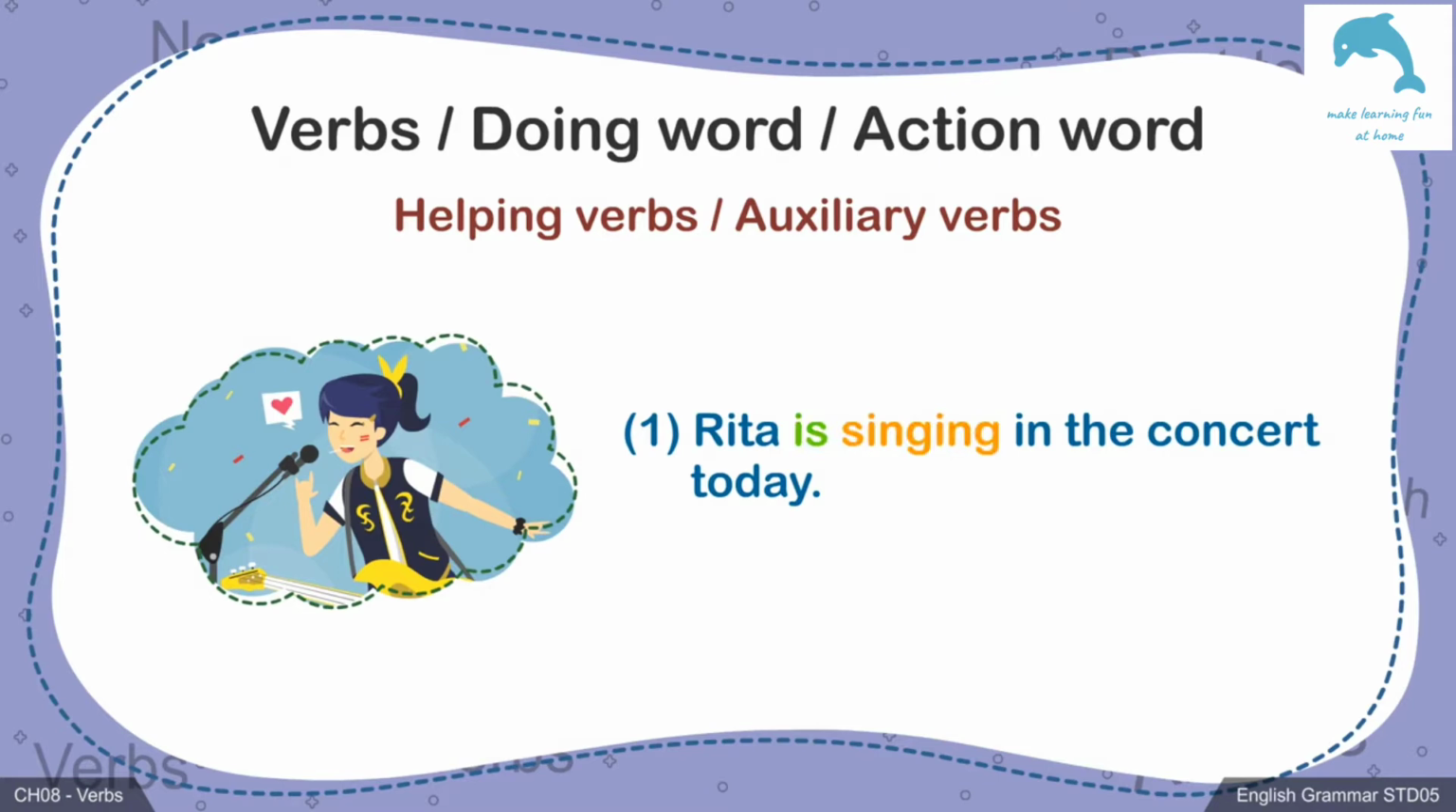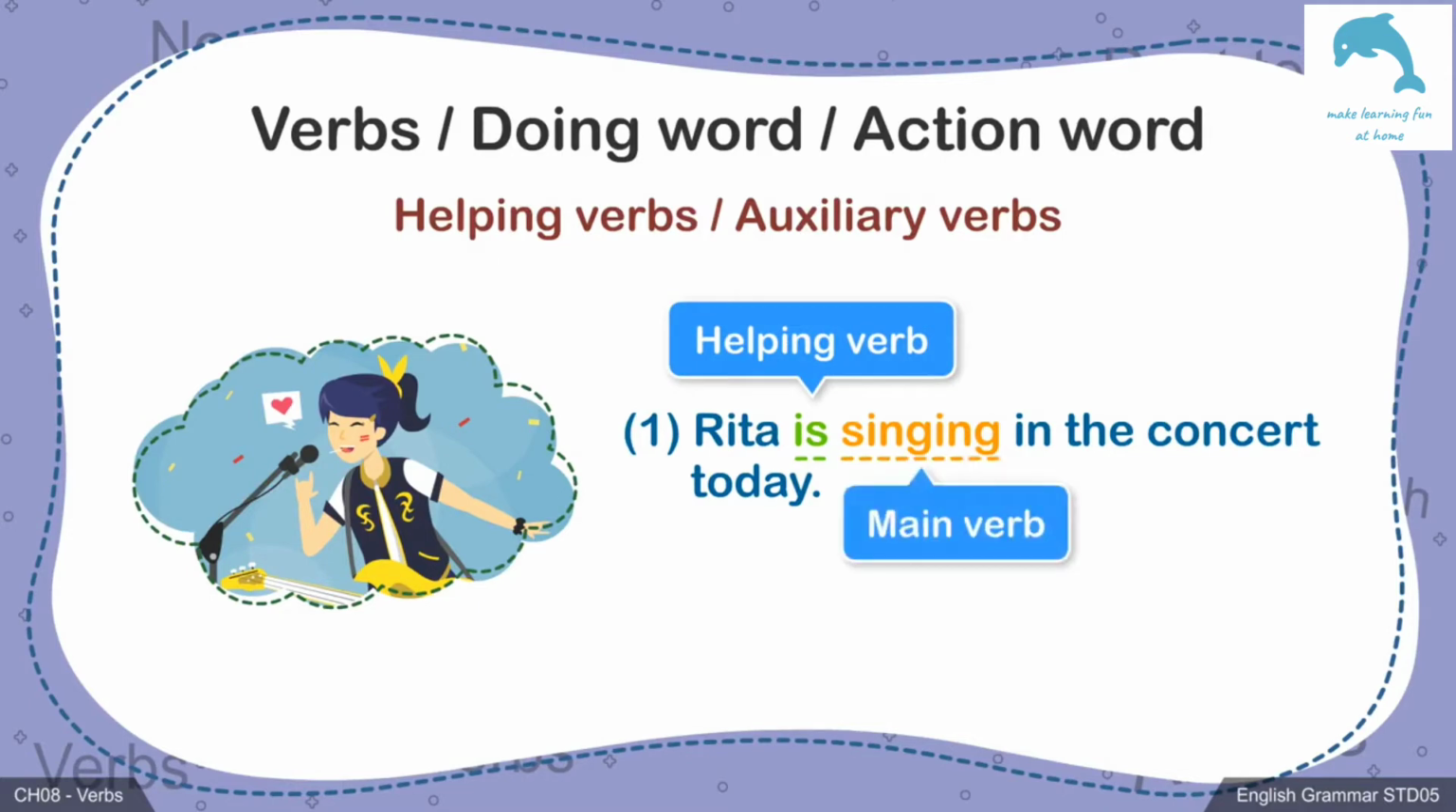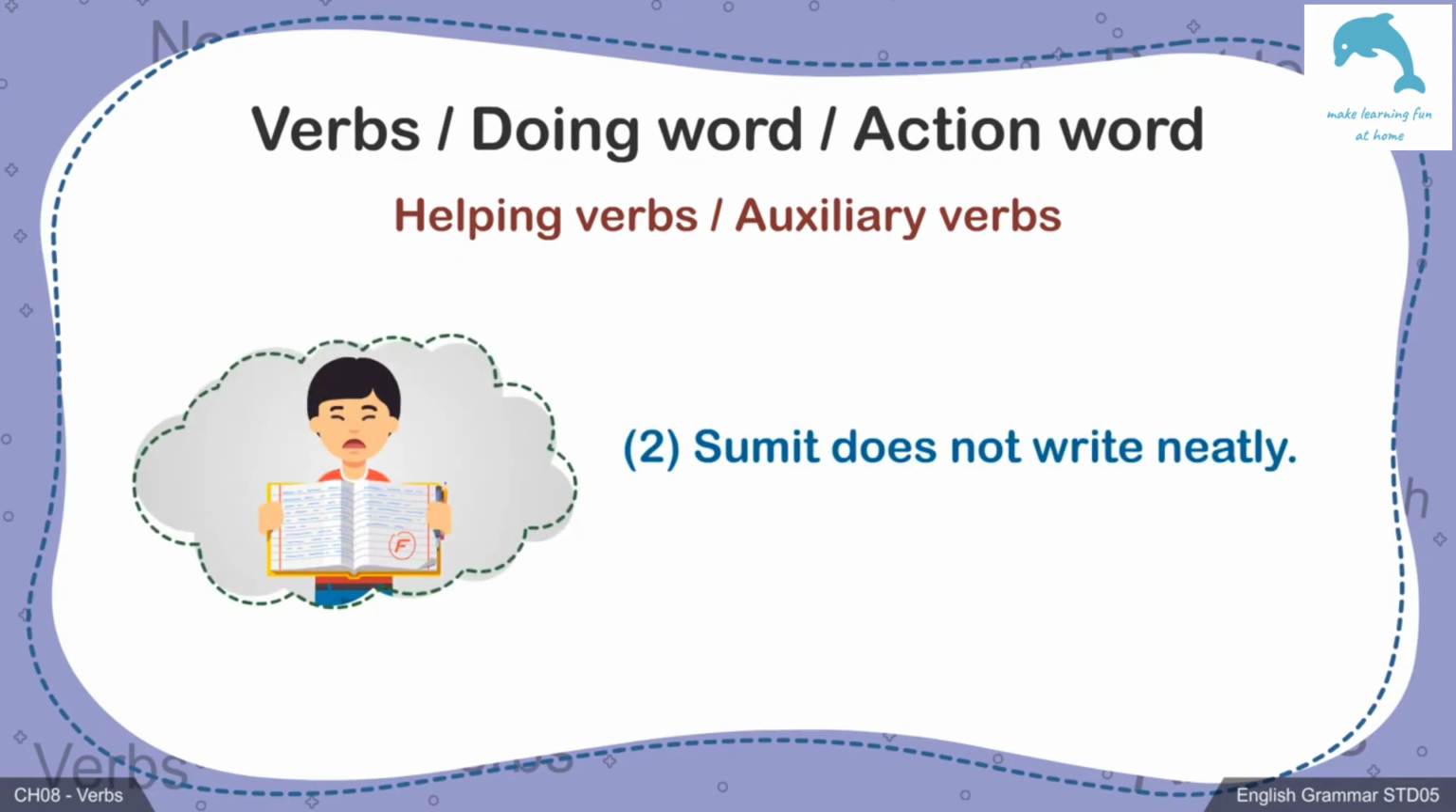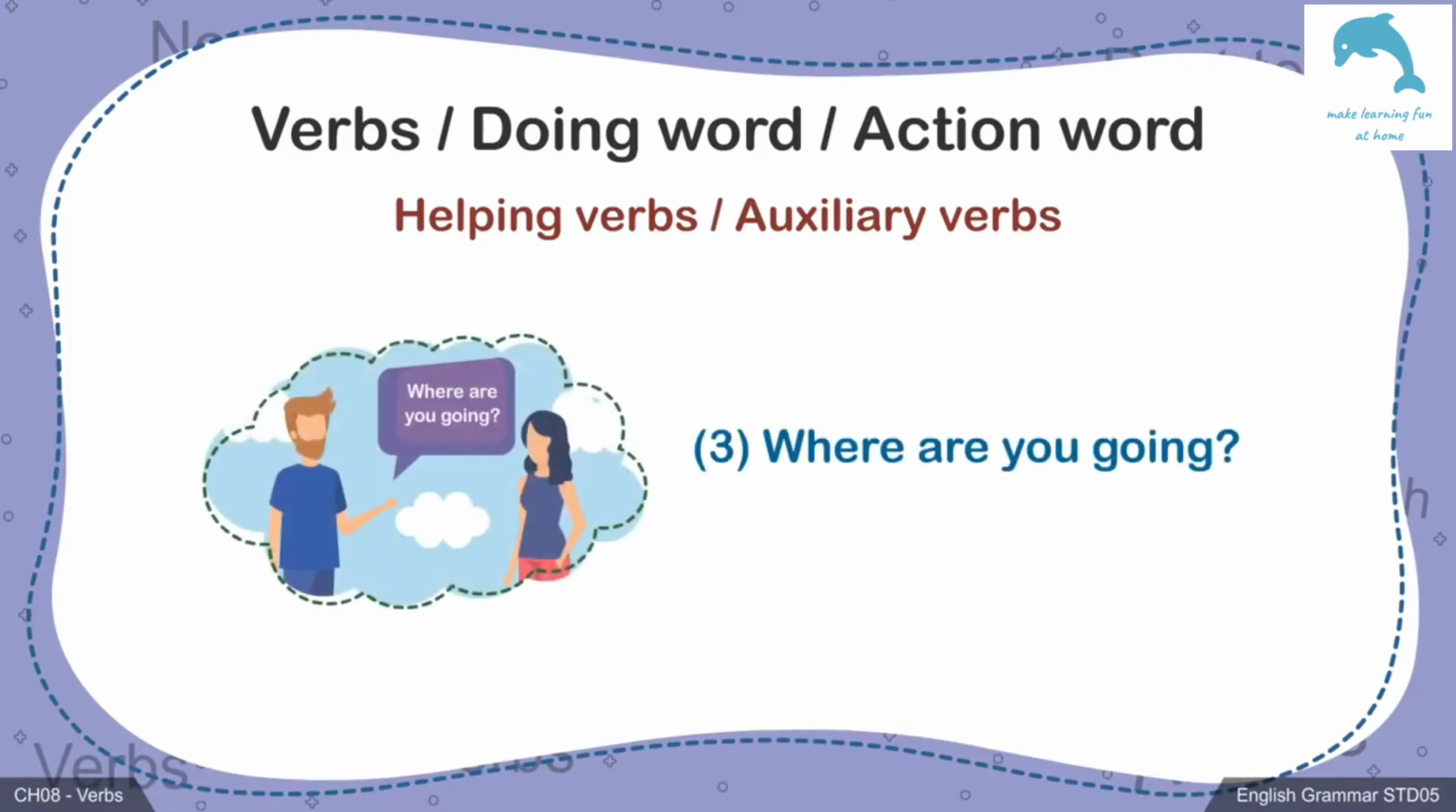In this sentence, is singing is considered to be the verb. This verb is a combination of a helping verb, is, which indicates that the action is happening in the present, and a main verb, singing. 2. Sumit does not write neatly. In the second sentence, the use of the word not makes it a negative sentence. However, the verb does write has been used, where does indicates present tense and is the helping verb, whereas write is the main verb.